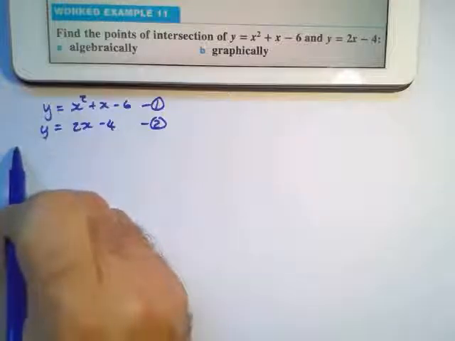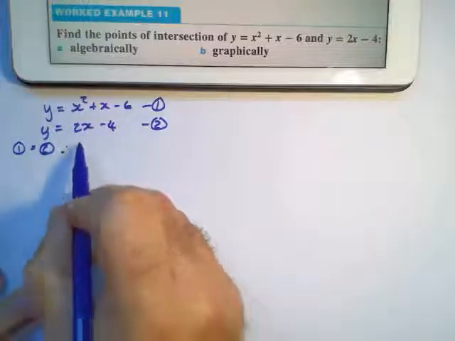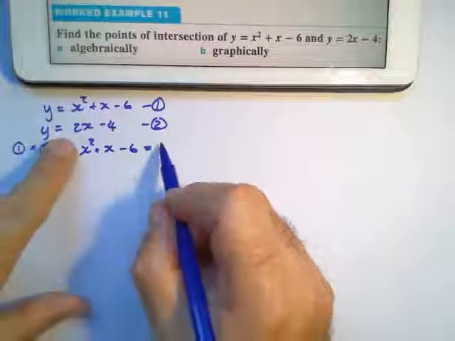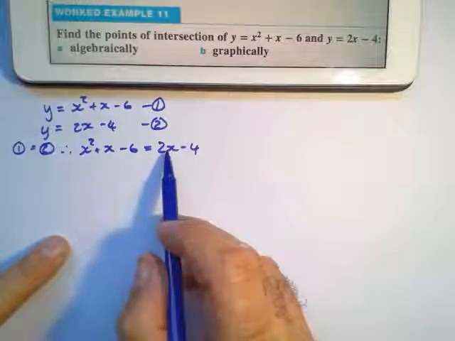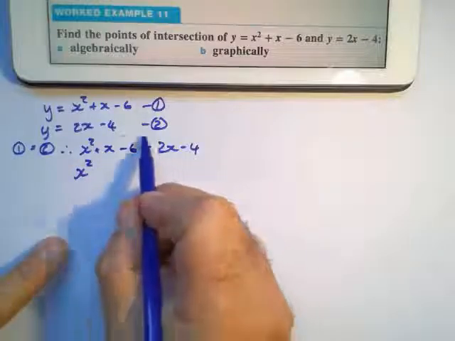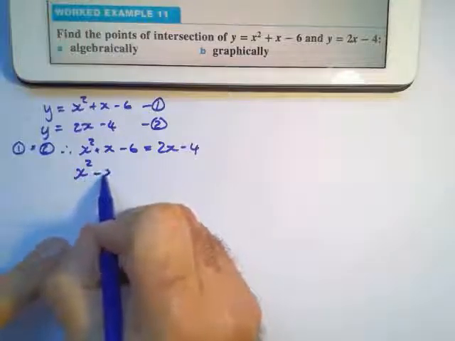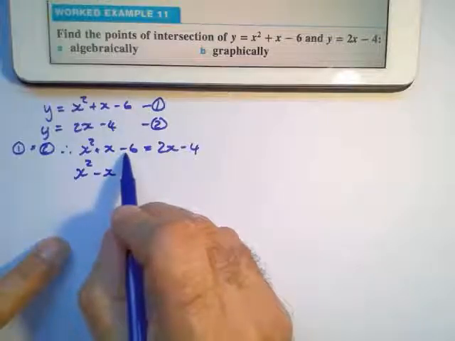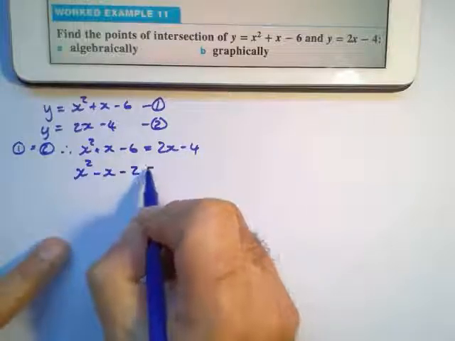So I'm going to say 1 equals 2. Therefore, this must equal that. In other words, x squared plus x minus 6 must equal 2x minus 4. I'm going to bring all x's to one side, so the 2x comes over and becomes negative 2x. The x squared stays x squared. X take away 2x is negative x. The negative 6 comes over, it becomes plus 6, so it is negative 6 plus 4. Negative 6 plus 4 is negative 2, which equals 0.